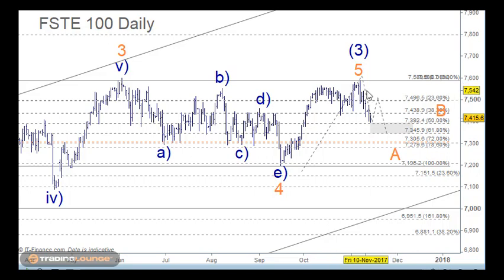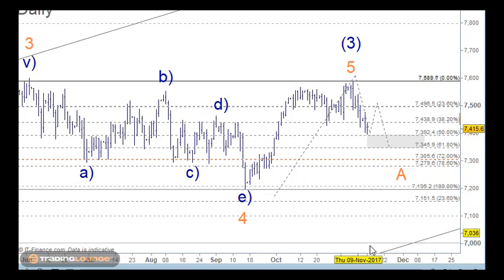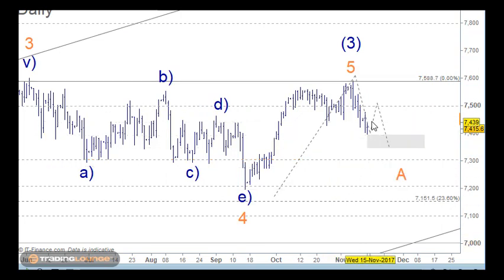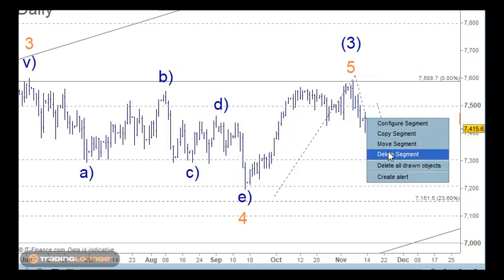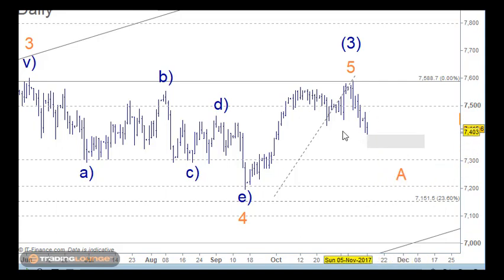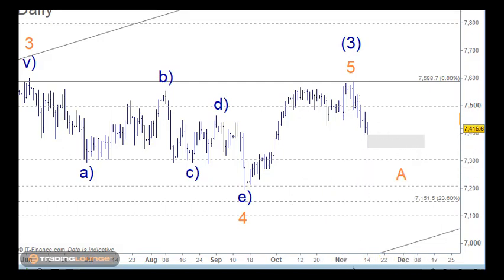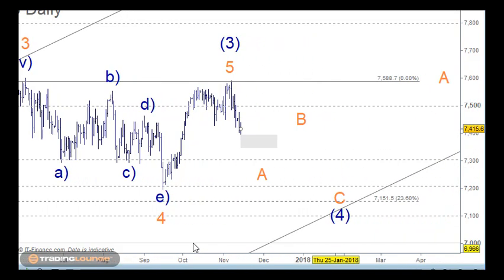So I'll just clean that up a bit. Just move these segments here. But look, anyway, that's going to be a bit of a sticking point here. So as long as you know that, that's fine.